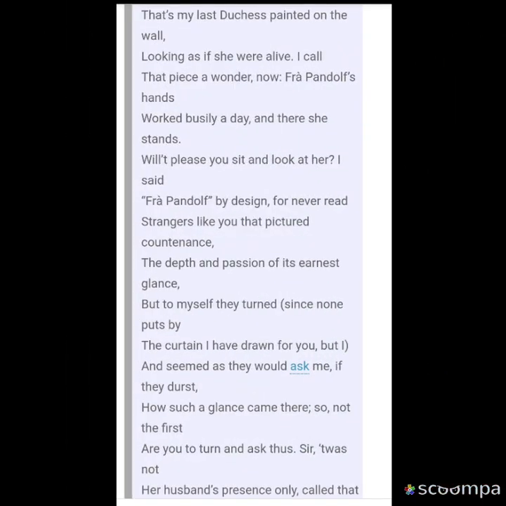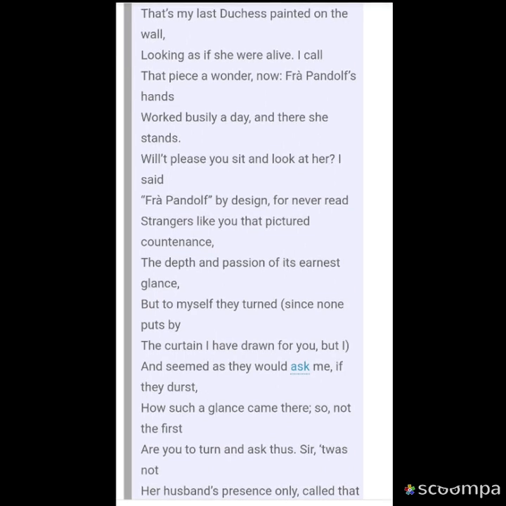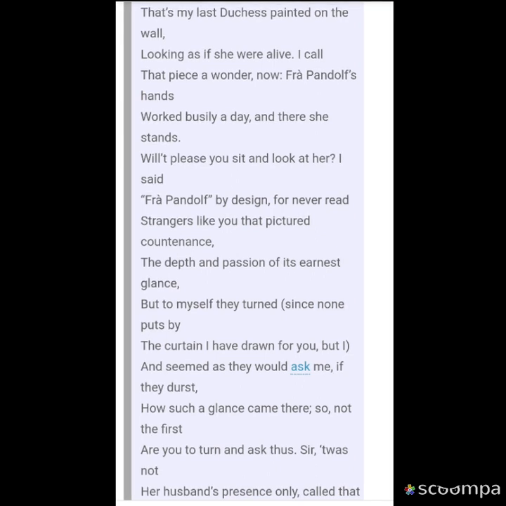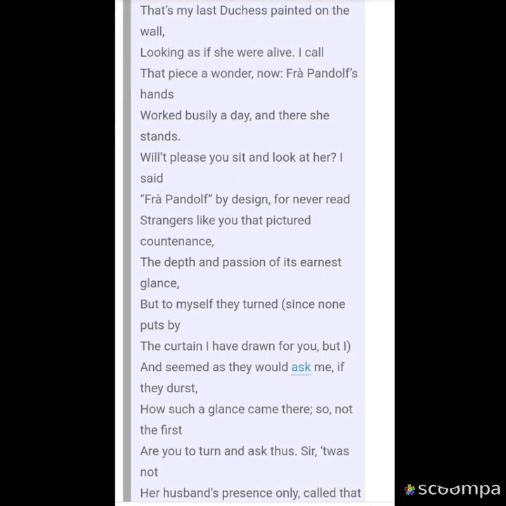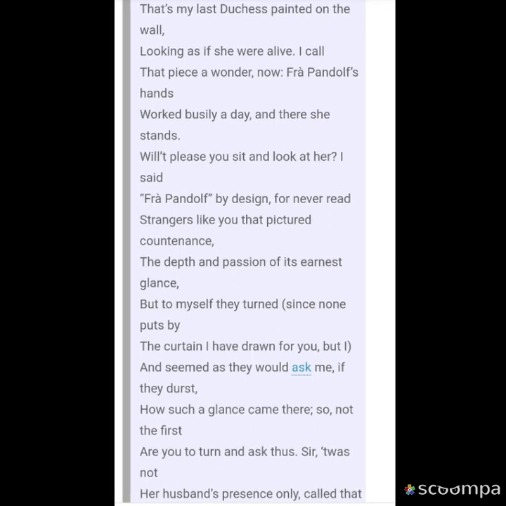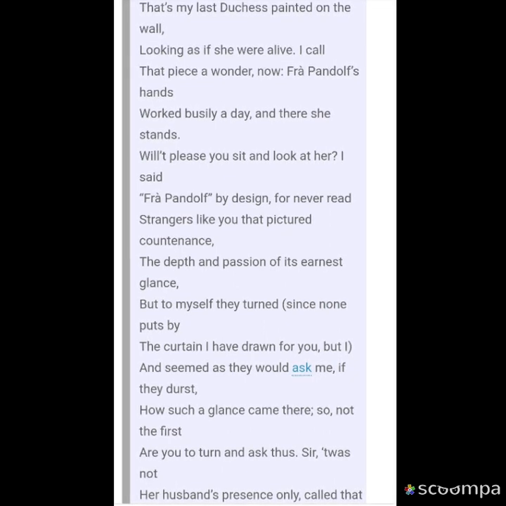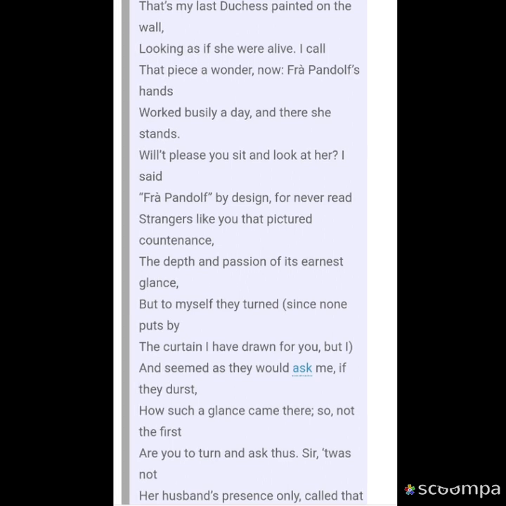So the poem starts from here. That's my last duchess, painted on the wall, looking as if she were alive. It means she's no longer there, she's already dead. And then he says that this painting has been painted by some famous artist named Frappendolf, who worked ardently to get this masterpiece done.